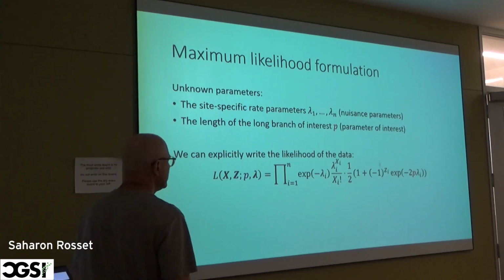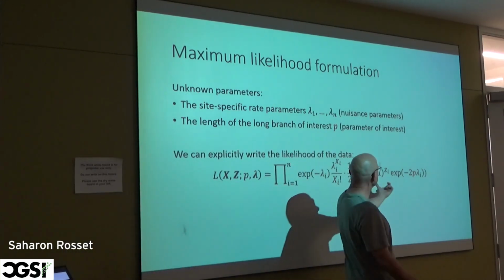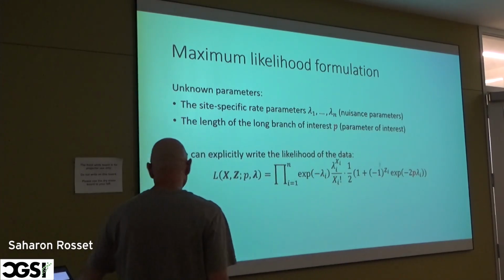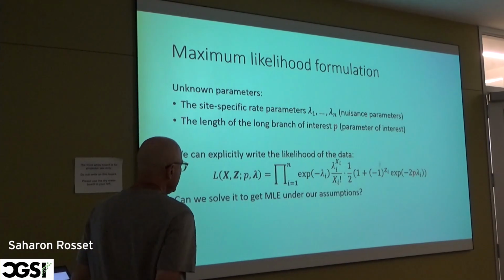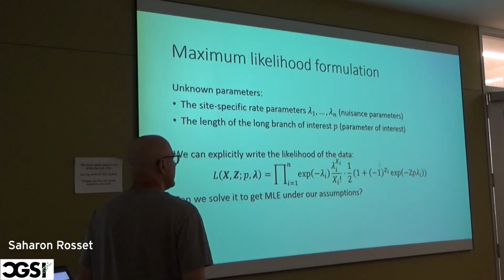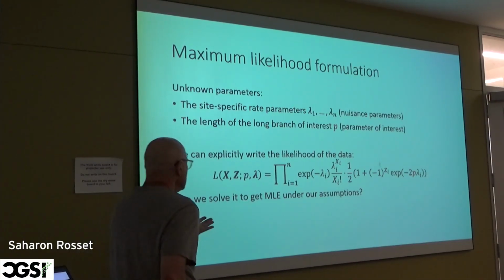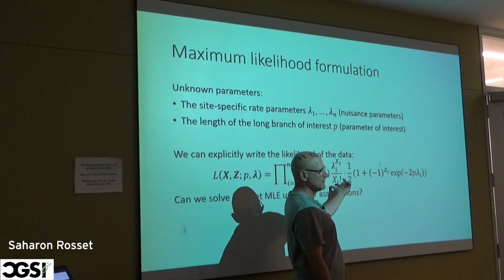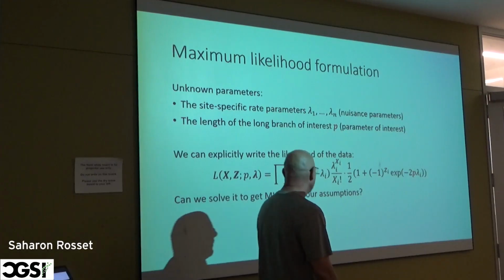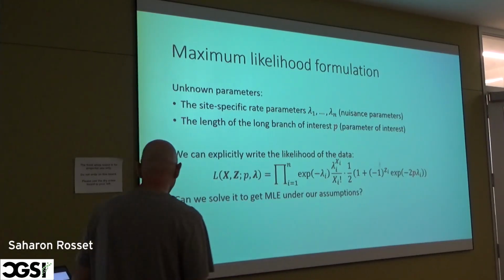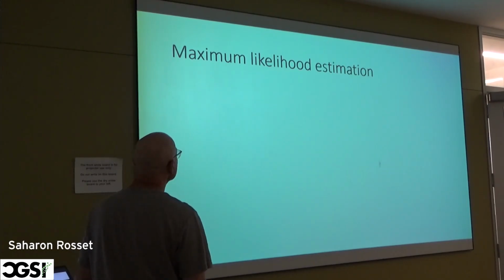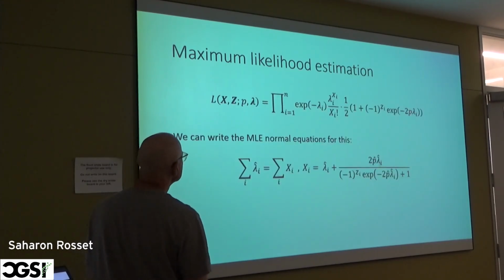I can explicitly write the likelihood. I have the Poisson part and the binomial Bernoulli part. And can I now do maximum likelihood estimation under our assumptions? But really, all the assumptions are already captured by this likelihood. So I mean, there's no reason why I can't. And it's a complicated expression, but it can, of course, be optimized.